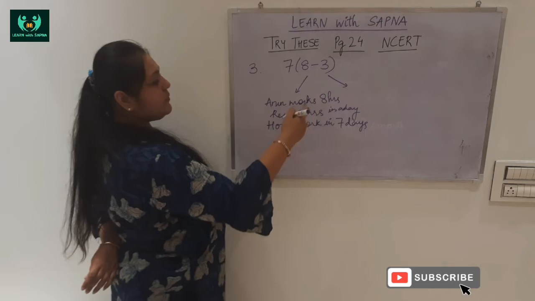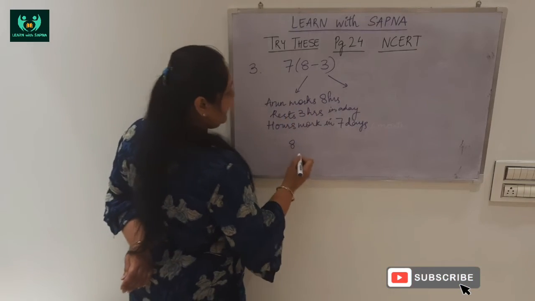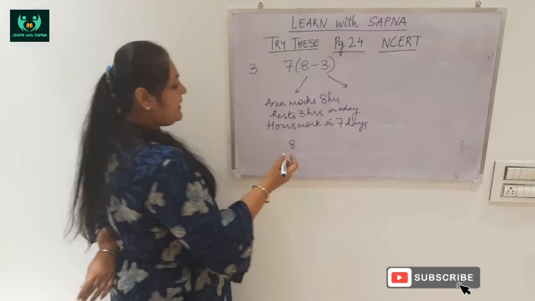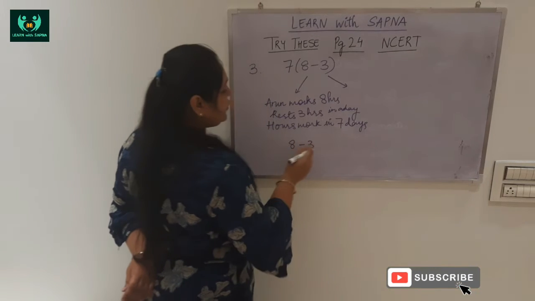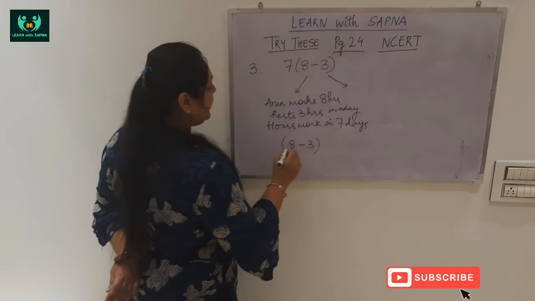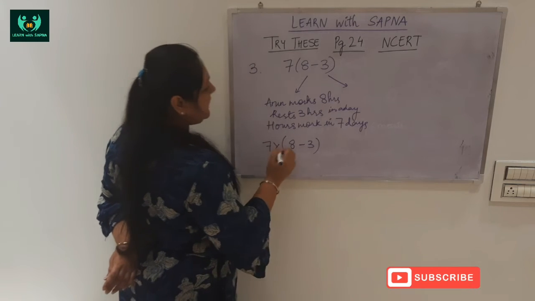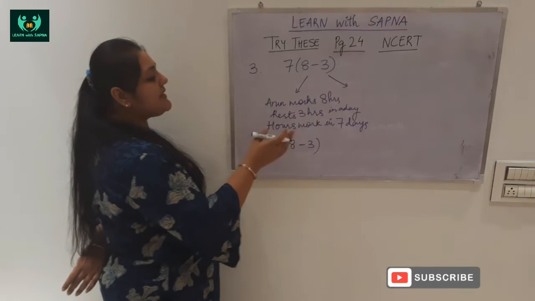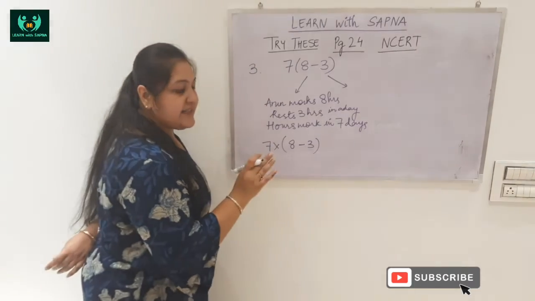So how will you write this? How many hours is he working? 8 hours. And how many hours is he resting? 3 hours he is resting. So actually he is doing work for 5 hours, right? So bracket into 7. That means how much work is he actually doing in 7 days.